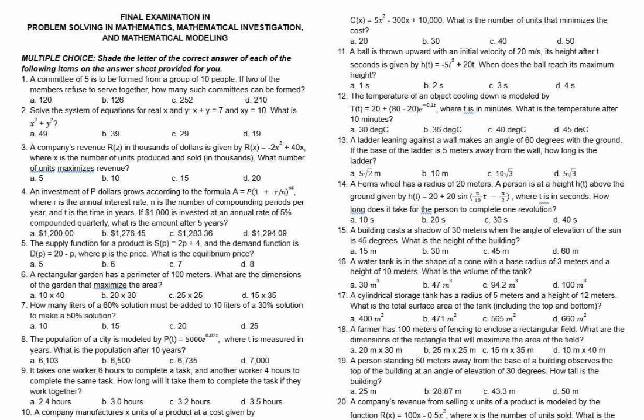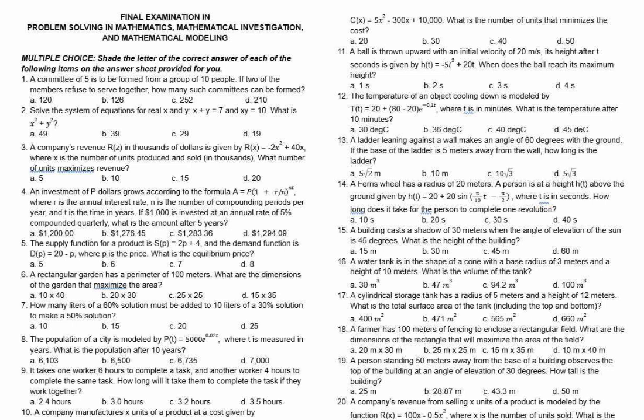Number 10: a company manufactures x units of a product at a cost given by C(x) = 5x squared minus 300x plus 10,000. What is the number of units that minimizes the cost? So the answer is 30, letter D.